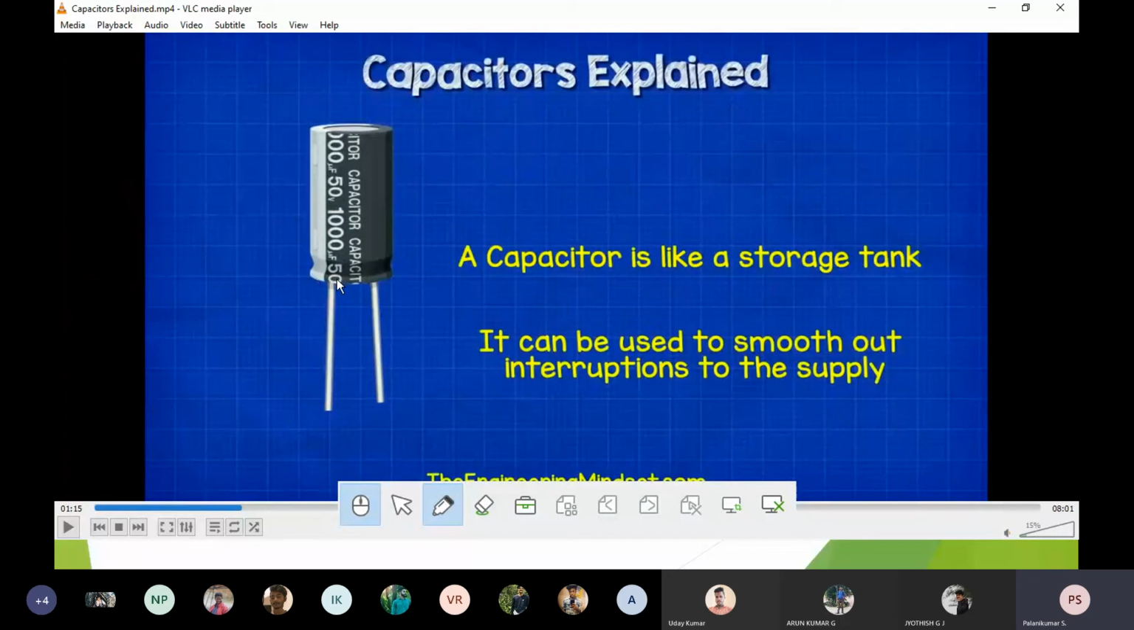If you connect it to a source above this voltage, what will happen? Once it goes beyond 50 volts, it will burst. It will be damaged, and after that we cannot use it. So very importantly, we have to take care of the voltage rating of a capacitor.